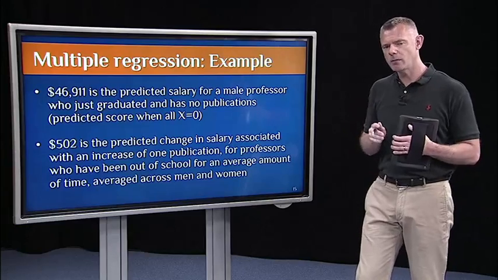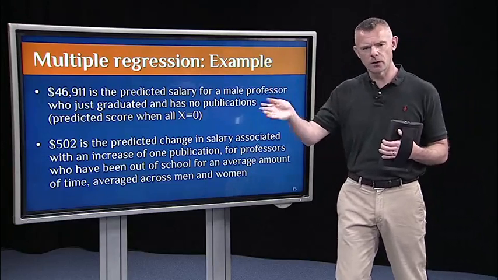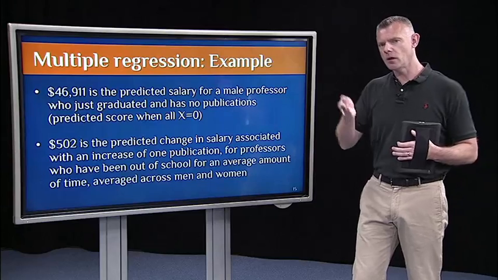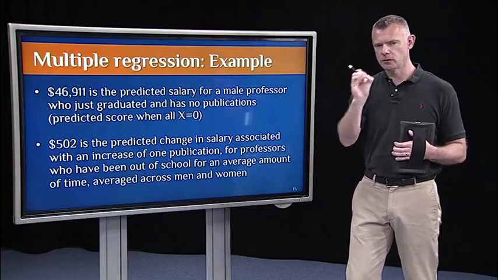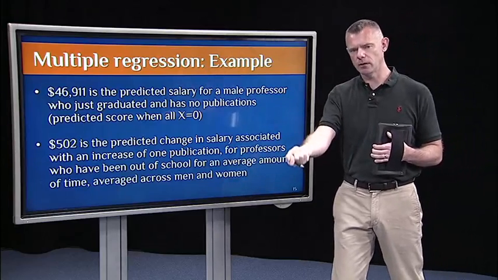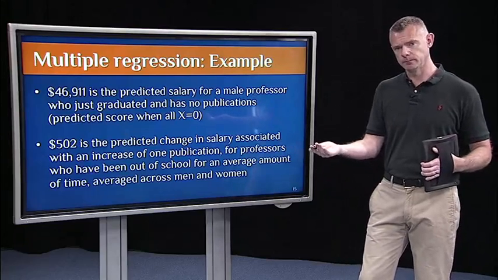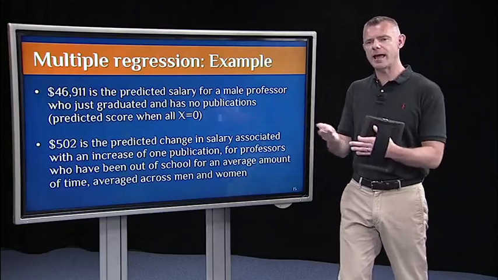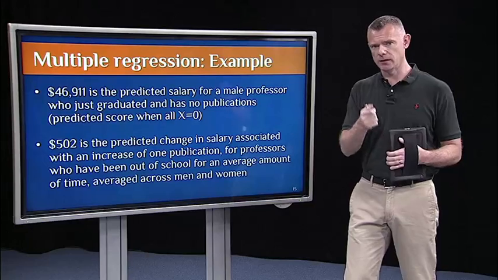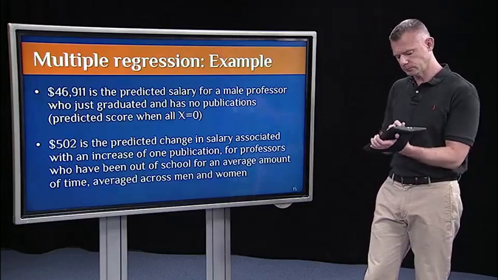But what you have to remember in a multiple regression is that there are other variables floating around in this model. So it's the slope relating publications to salary, yes, but it's the slope at the average level of time since PhD and averaging across men and women. So it's taking into account those other variables in your model, which can get tricky and fool you if you're not careful in interpreting the regression coefficients.